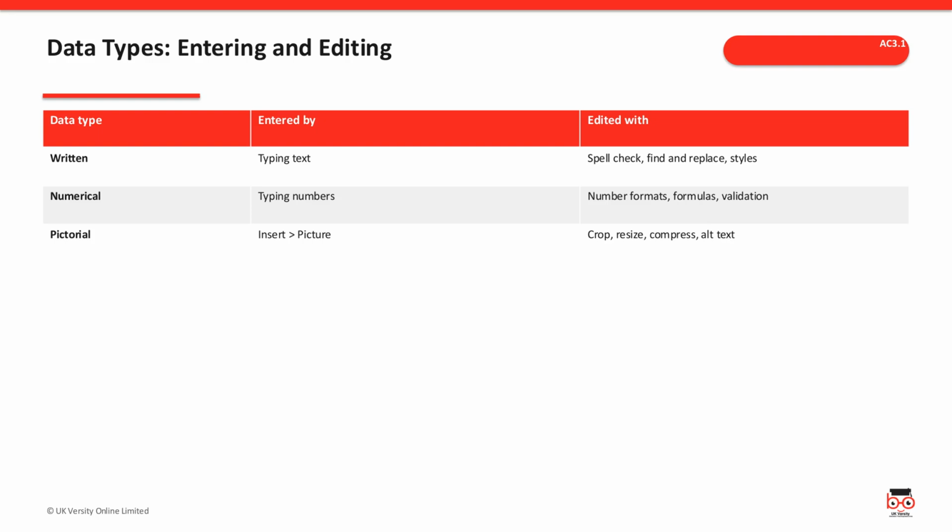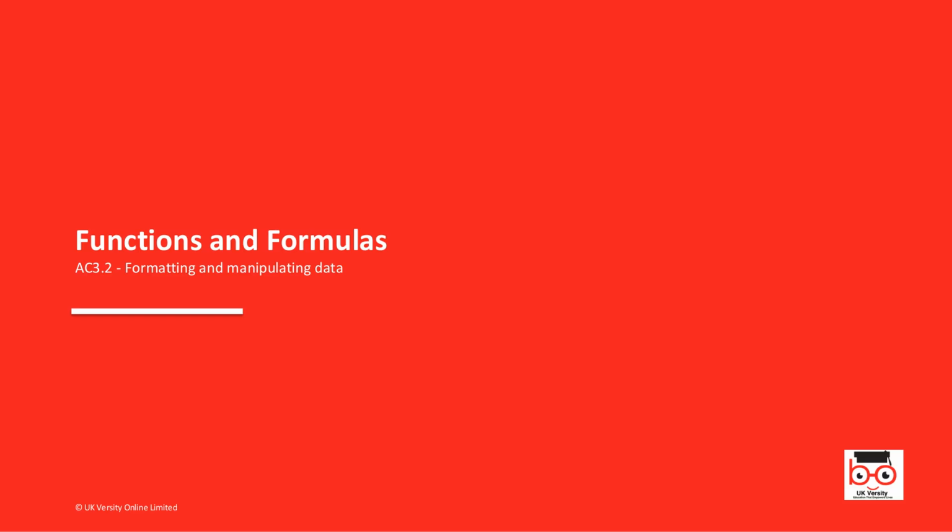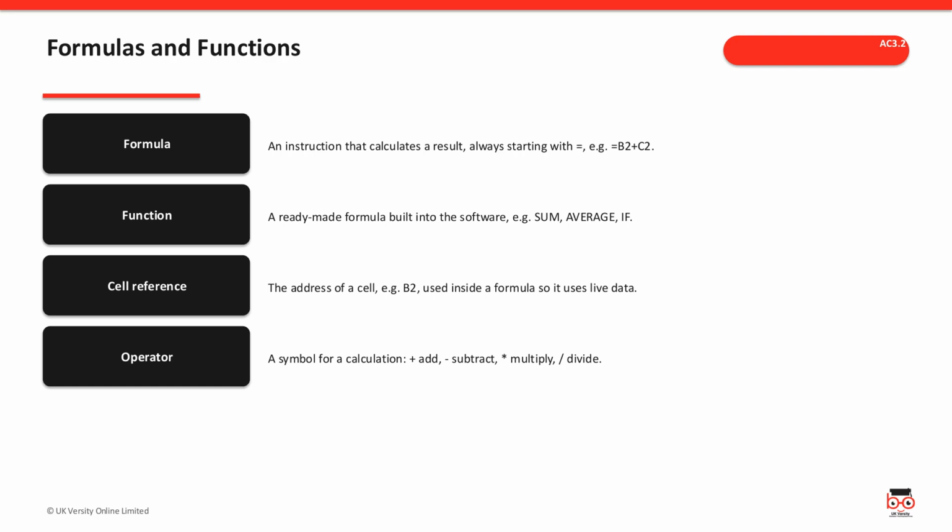To pull those together, each data type has its own way in and its own way of editing. Written data is typed and then tidied with spell check, find and replace, and styles. Numerical data is typed as numbers and shaped with number formats, formulas, and validation. And pictorial data comes in through insert, picture, then gets cropped, resized, compressed, and given alt text. Different data, different toolkit.